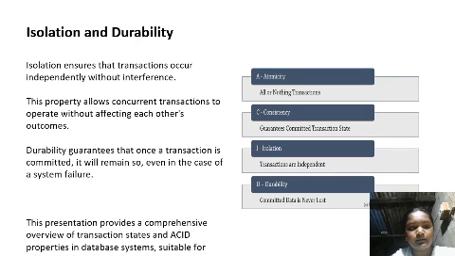Isolation and durability. Isolation ensures transactions occur independently without interference. This property allows concurrent transactions to operate without affecting each other's outcomes. Durability guarantees that once a transaction is committed, it will remain so even in the case of system failure. This presentation provides a comprehensive overview of transaction states and ACID properties in database systems.